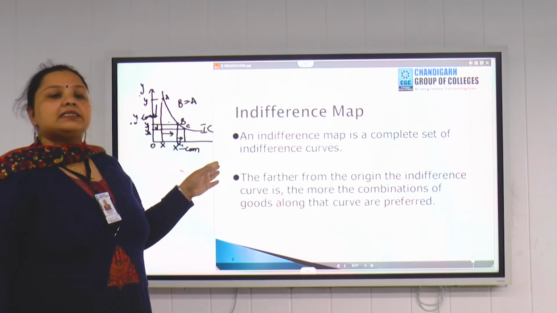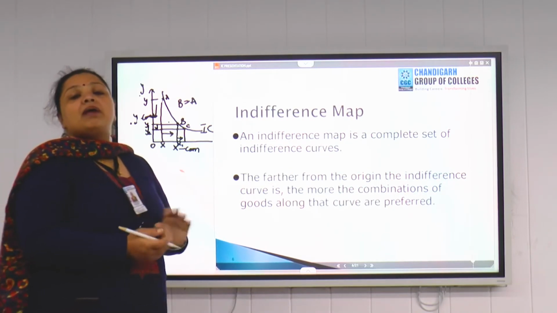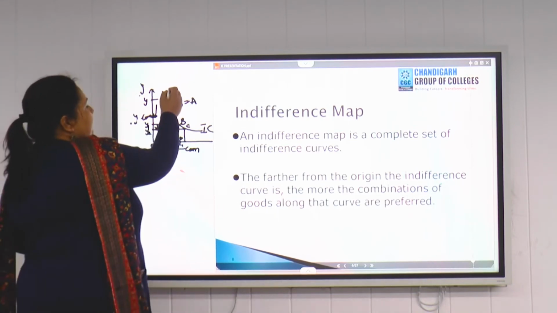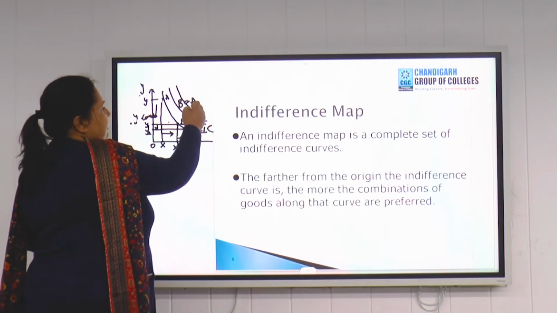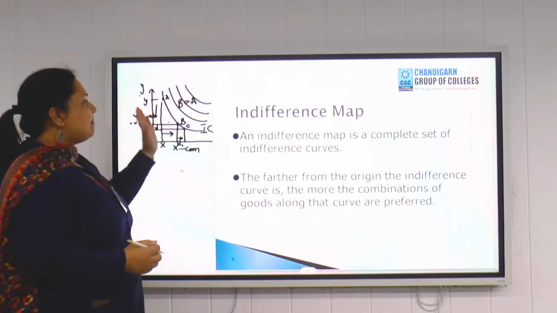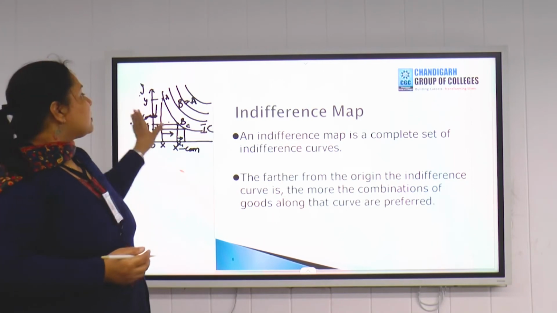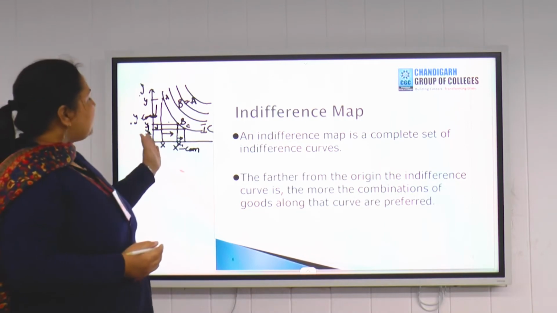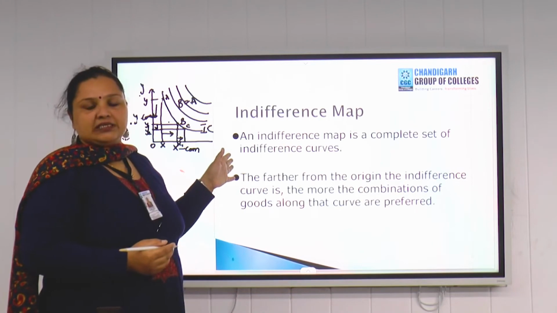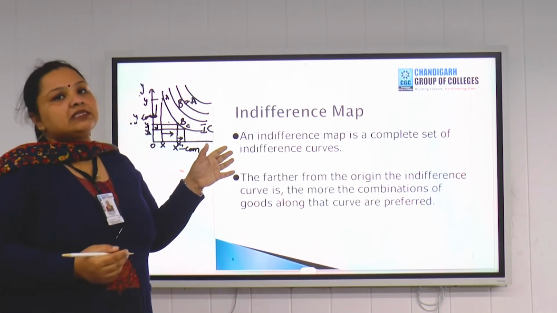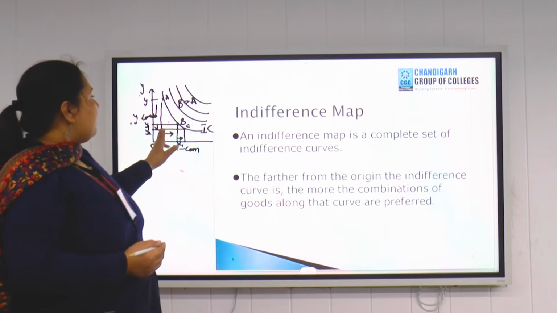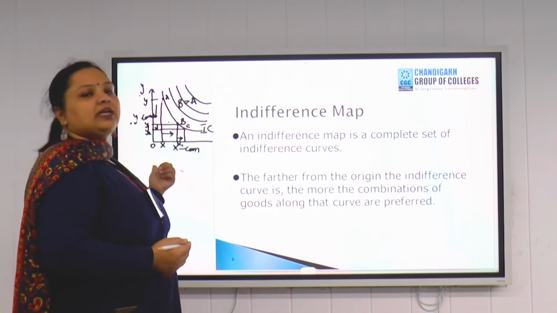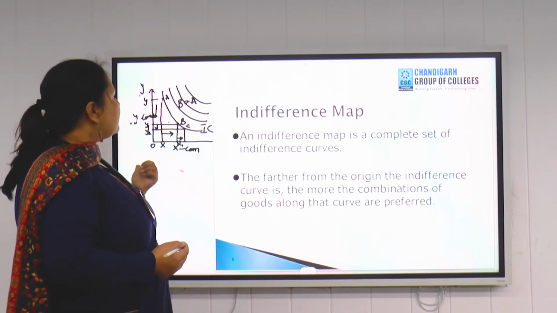Now what is an indifference map? A map is when we are representing a set of indifference curves. Like here I am drawing another indifference curve. This will be the map of indifference curves. So a map is a set of indifference curves, or when we are showing more than one indifference curve in a graph, that will be an indifference map. In an indifference map, a higher indifference curve represents a high level of satisfaction and a lower indifference curve represents a low level of satisfaction.